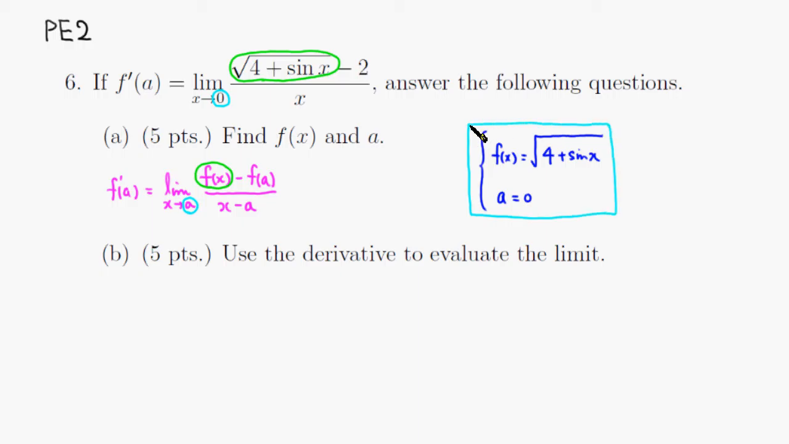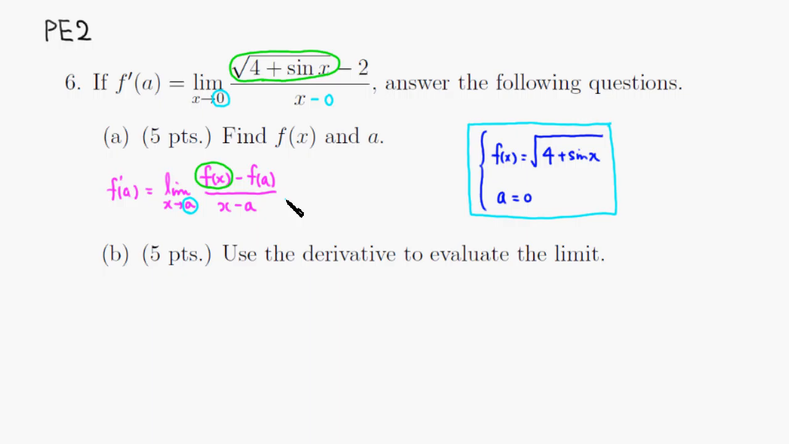All right, let's double check though. f of a is going to be f of 0. If you plug in 0 for x, you get the square root of 4, which is 2, which is right here. And you can't really see it, but x is the same thing as x minus 0, which is x minus a, where a is 0. So it works out.